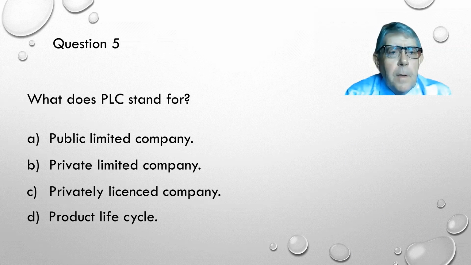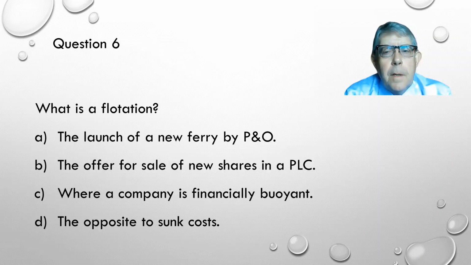Question 5. What does PLC stand for? A, public limited company. B, private limited company. C, privately licensed company. Or D, product life cycle. Question 6. What is a flotation? A, the launch of a new ferry by P&O. B, the offer for sale of new shares in a PLC. C, where a company is financially buoyant. Or D, the opposite to sunk costs.